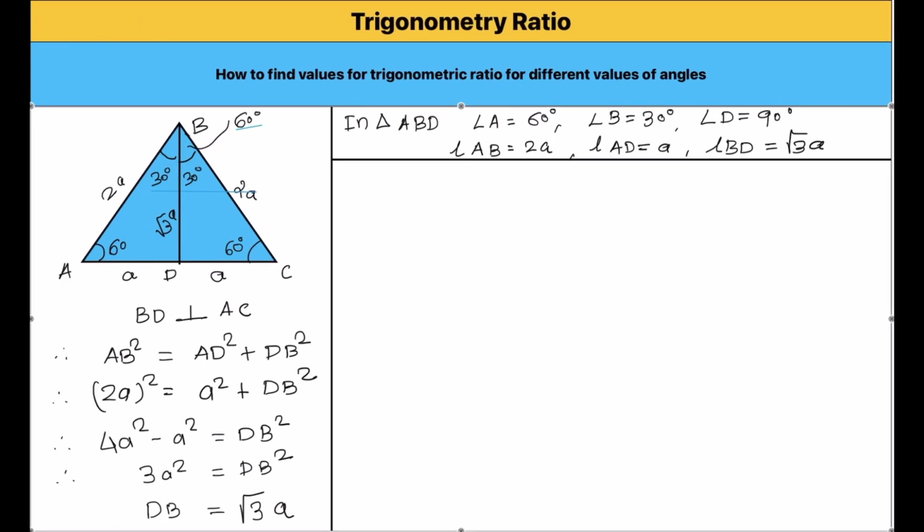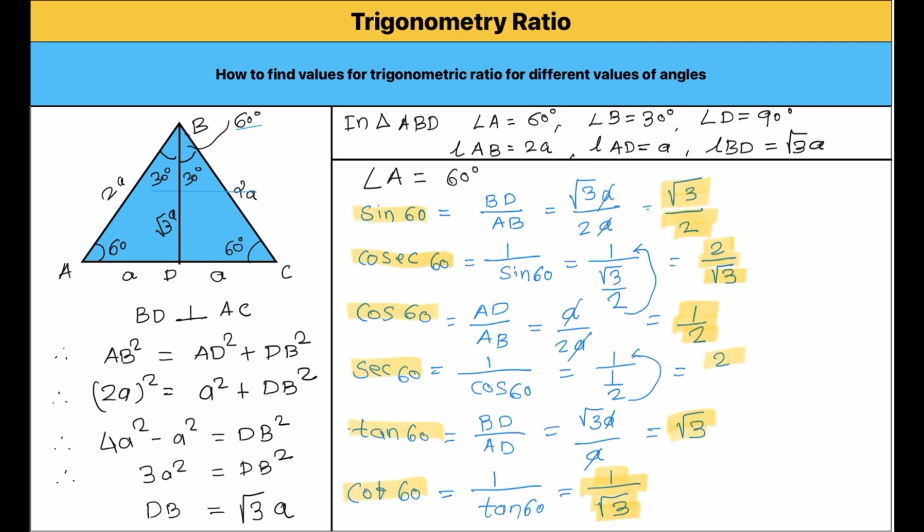Now with the same logic, can you find out the trigonometric ratios for angle A, that is 60? Pause the video here and try finding it out on your own. Don't worry, answers will be provided if you are unable.